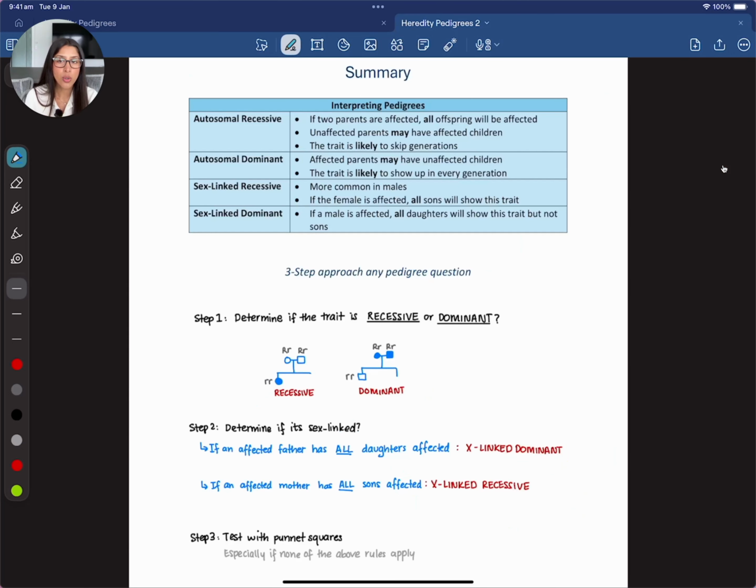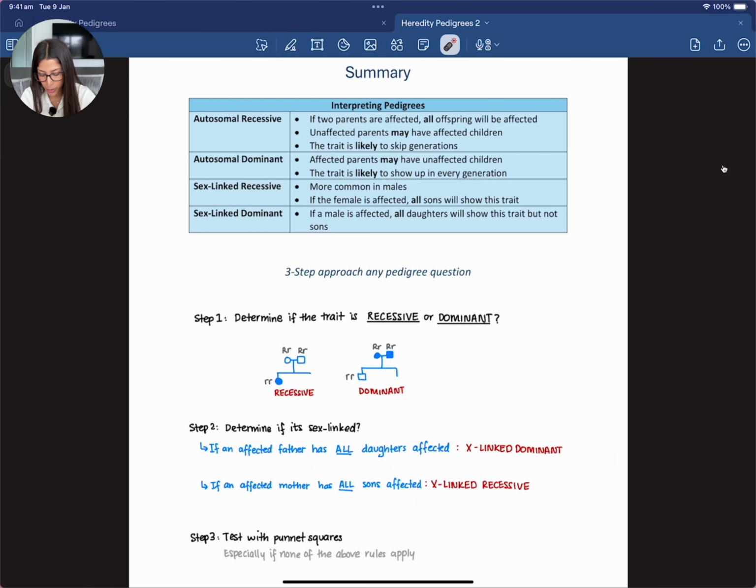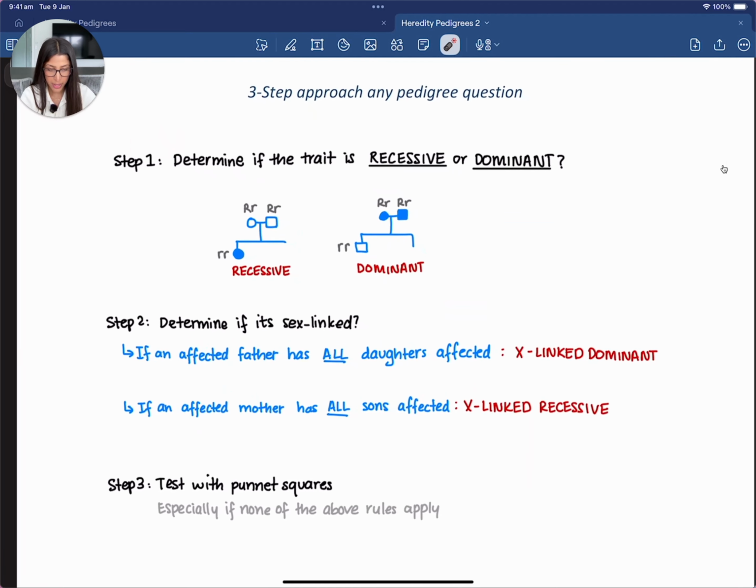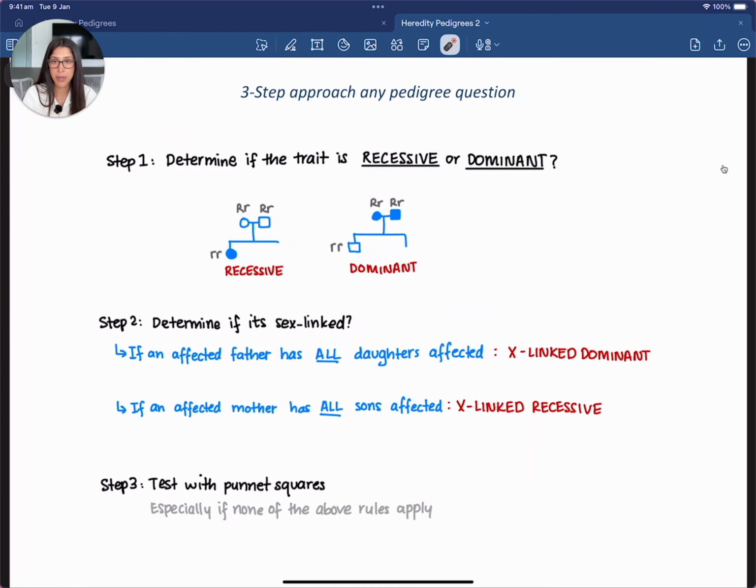So you've learned all of the general characteristics, but how do we actually apply it step by step to a pedigree question? I've summarized all of the key points in this table above, so you can use this for your questions. But this 3-step approach here will make it so much easier for you to answer any pedigree question.